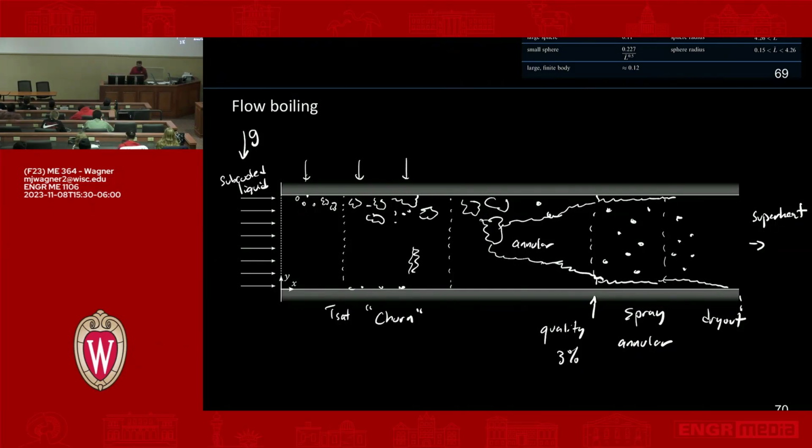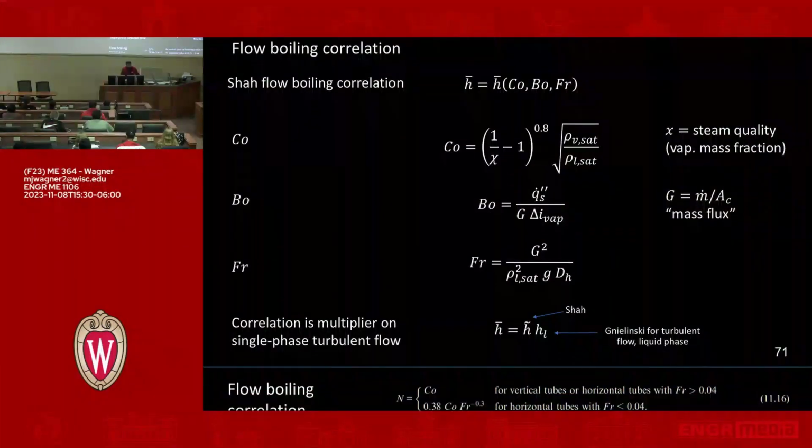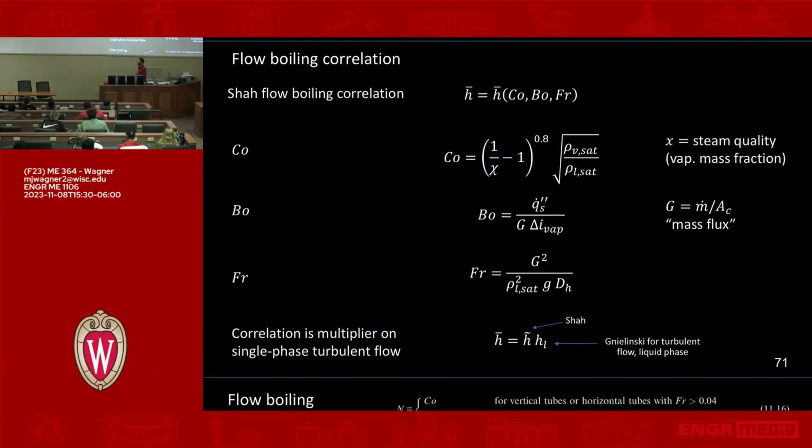Okay, so this is flow boiling. Then to give you correlations, this will be the last thing. This is one example. There's actually a number of correlations for flow boiling. This one is called the Shah flow boiling correlation. What this does is it formulates things in terms of three non-dimensional numbers. Let me write out what they actually are.